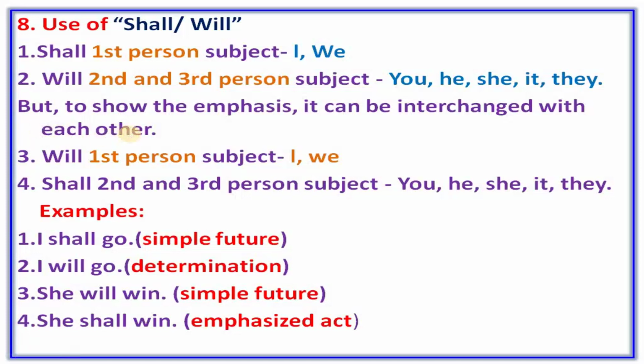And will with first person subjects we and I. And the next one is shall with second and third person subjects: you, he, she, it, and they. Examples: I shall go, simple future. I will go, determination. She will win, simple future. She shall win, emphasized act.